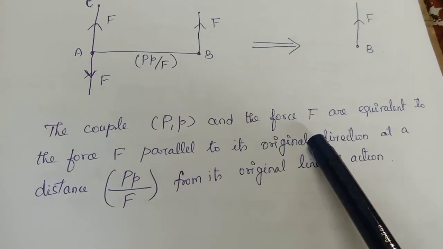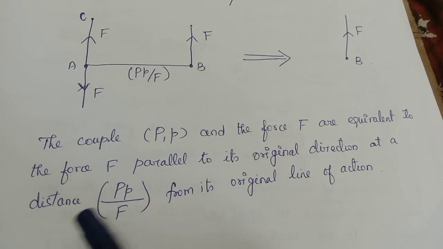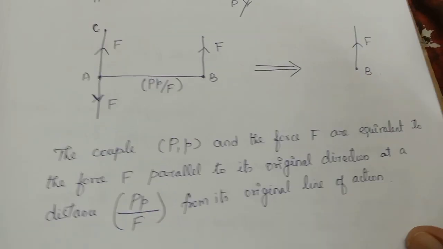The couple P and the force F are equivalent to a force F parallel to the original direction and at a distance P by F from its original line of action.